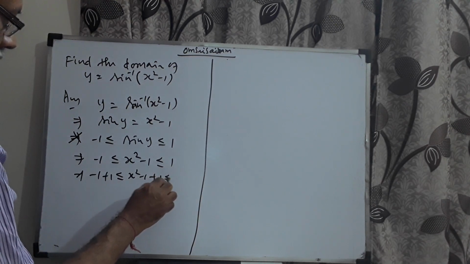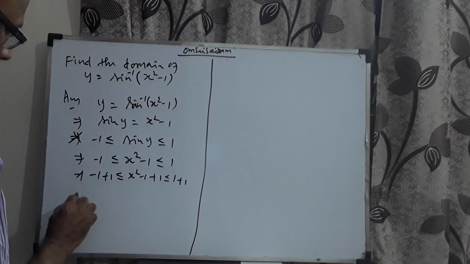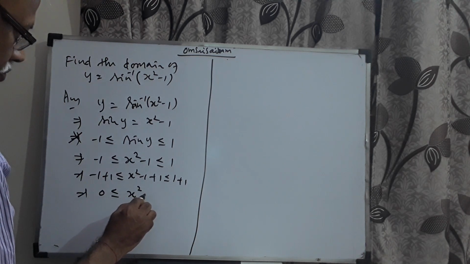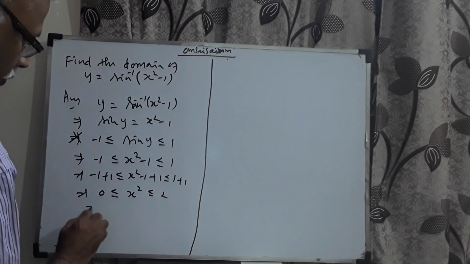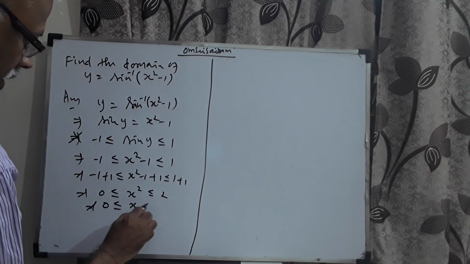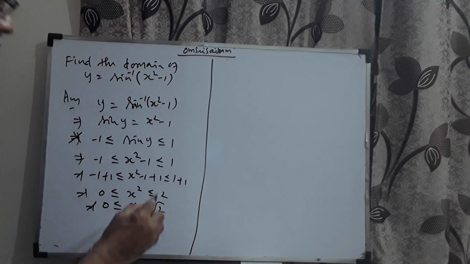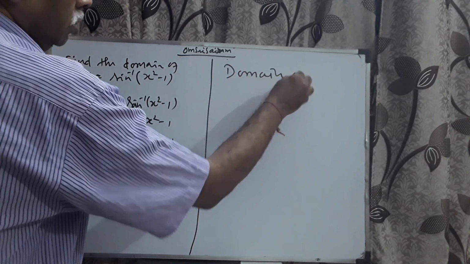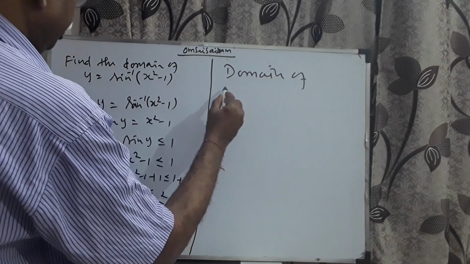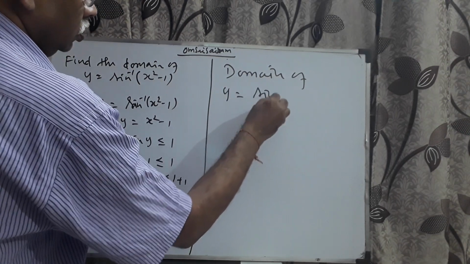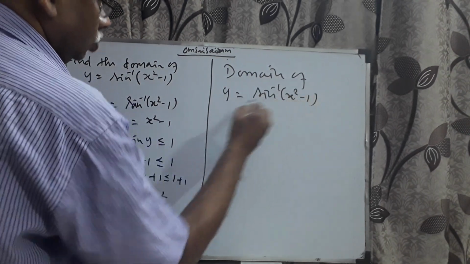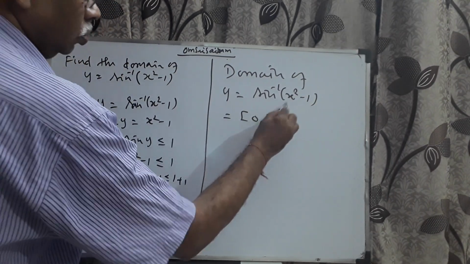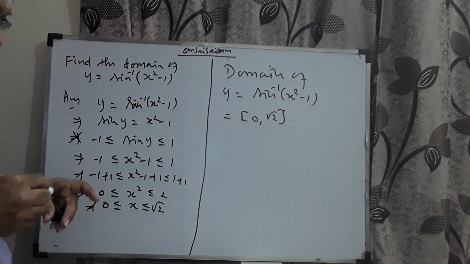x square minus 1 plus 1 less than or equal to 1 plus 1, which implies 0 less than or equal to x square less than or equal to 2. Taking square root, I'll get 0 less than or equal to x less than or equal to root 2. Therefore, the domain of y is equal to sine inverse of x square minus 1 is nothing but the closed interval 0 comma root 2. Those are the values x takes.